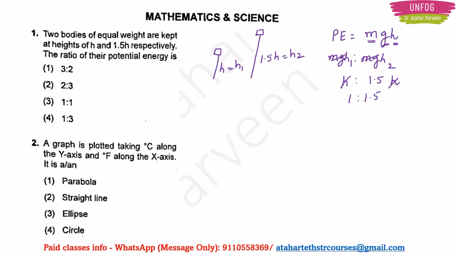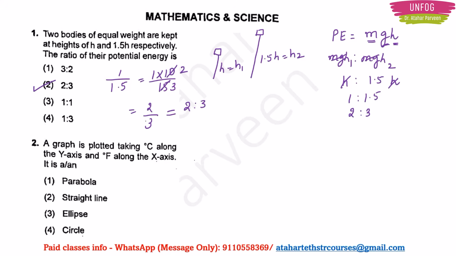But this is not there in the options. We have to remove the decimal point. If we remove the decimal point, we will get 2 is to 3. So option 2 will be the correct answer here. What did we do? We did 1 by 1.5. I can write it as 10 by 15. The 5 2s are 10, the 5 3s are 15. So I got 2 by 3, which is the same as 2 is to 3. Okay, clear, right? Next question.